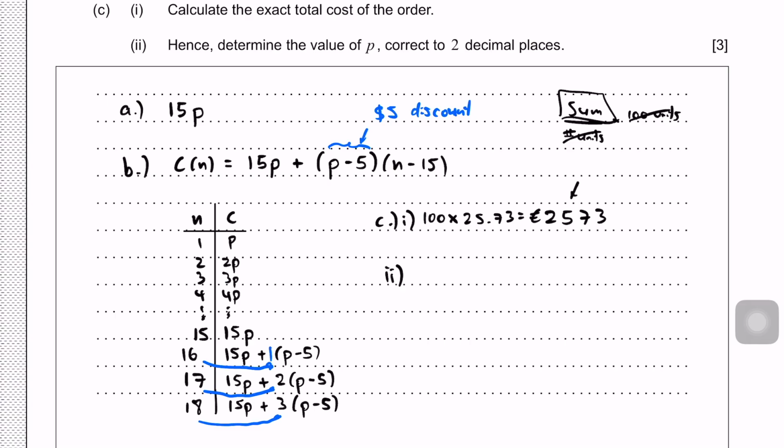All right, let's go ahead and do that. So 2,573 equals 15p, don't know what that is yet, plus p minus 5, and n in this case was 100. All right, now we've got an equation and we can actually go ahead and solve this. So let's go to the calculator and do that.